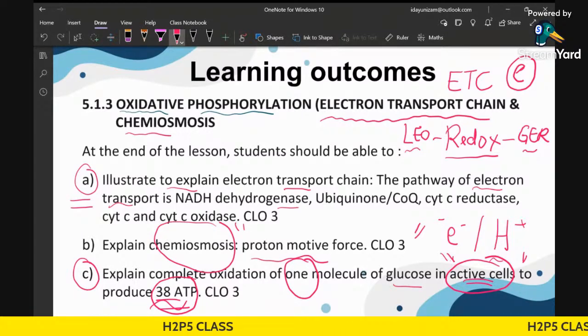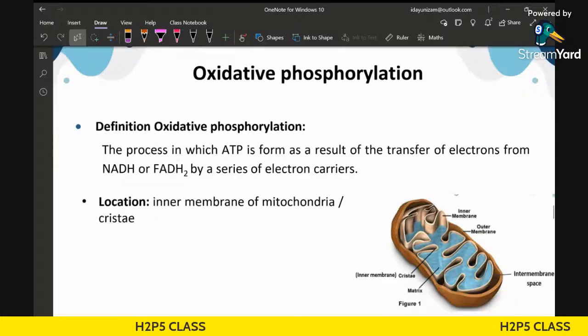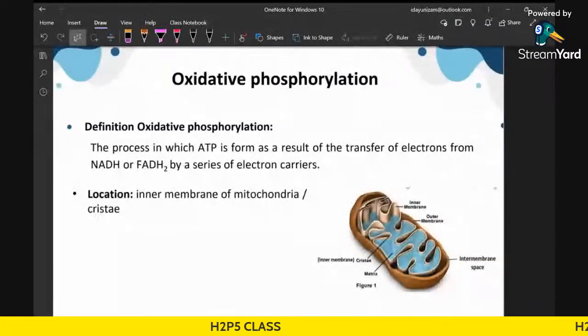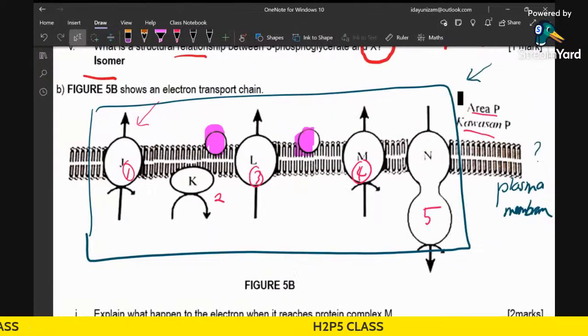Okay class, in order to know the first learning outcome, which is A, teacher would like you to have an idea first, or rather teacher wants to emphasize, like teacher mentioned just now, from the question that teacher shared with you in class just now. If you noticed, teacher started by asking you to look at this diagram, the plasma membrane and all the proteins embedded on the plasma membrane itself. So how does this question relate to the concept?